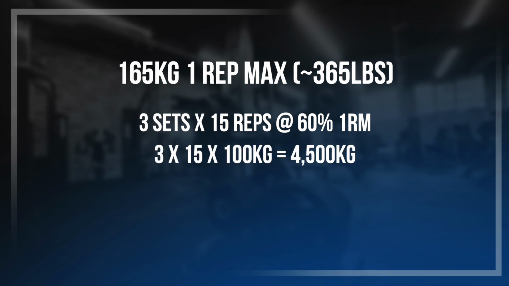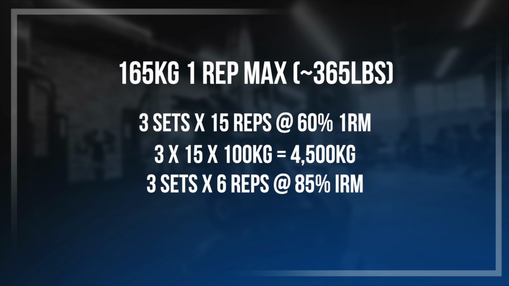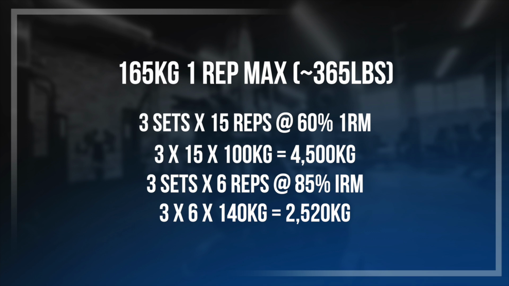Now, if we were to do this, we would get a volume load multiplying 3 by 15 by 100 kilograms of 4,500 kilograms. That's a lot of volume, right? However, if we did 3 by 6 times 140 kilograms, or 85% of 1RM, which would also be hard, also be reasonably close to failure, it would only be 2,520 kilograms of volume. That's nearly a 2-fold difference. But would we expect there to be twice the stimulus doing 3 by 15? Would we expect there to be twice the fatigue?